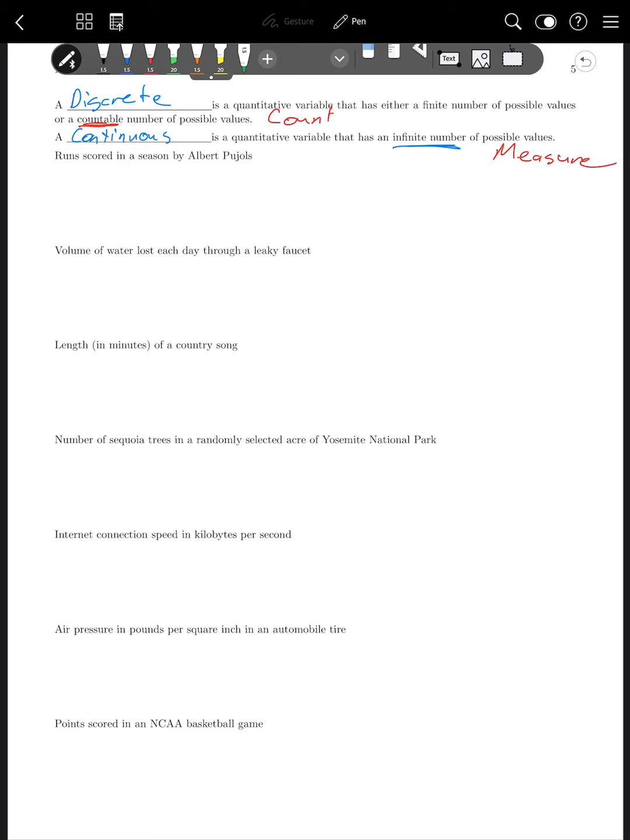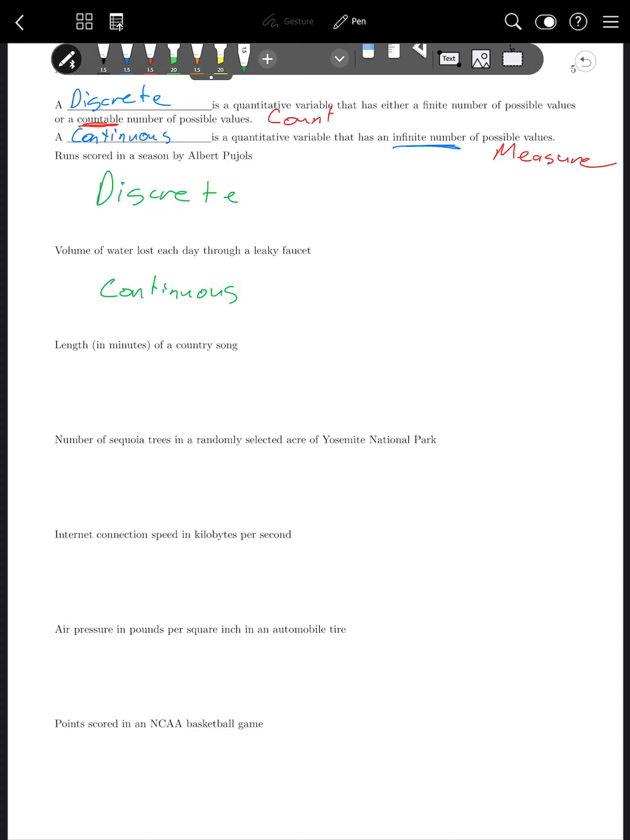So runs scored in a season by Albert Pujols. So that's something we would count up. So that would be discrete. Volume of water lost each day through a leaky faucet. So you measure volume, right? You don't count volume, so that's going to be continuous.